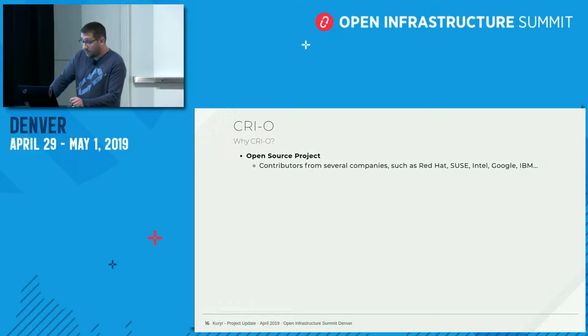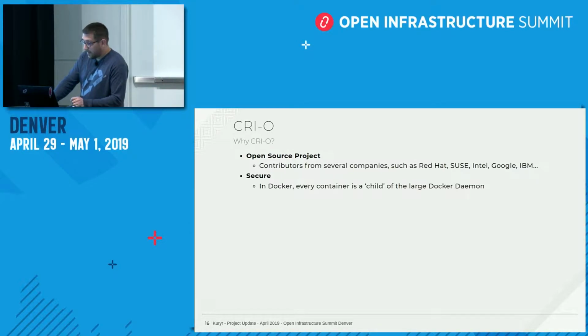CRI-O stands for Container Runtime Interface, and since 2018 it has been an official part of the Kubernetes family of tools. It's an open source project. A lot of contributors to CRI-O also contribute to Kubernetes, such as Red Hat, Intel, SUSE, quite a lot.